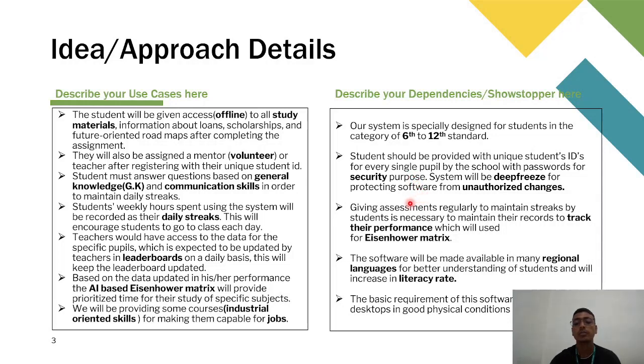It is necessary to maintain the Eisenhower matrix as it is the main pillar of our software. It is necessary to maintain their records and track their performance, which will be used for the Eisenhower matrix. The regional barrier is also there, so the software will be made available in many regional languages for better understanding of students and to increase the literacy rate. The basic requirement of the software is to have desktops in good physical condition.